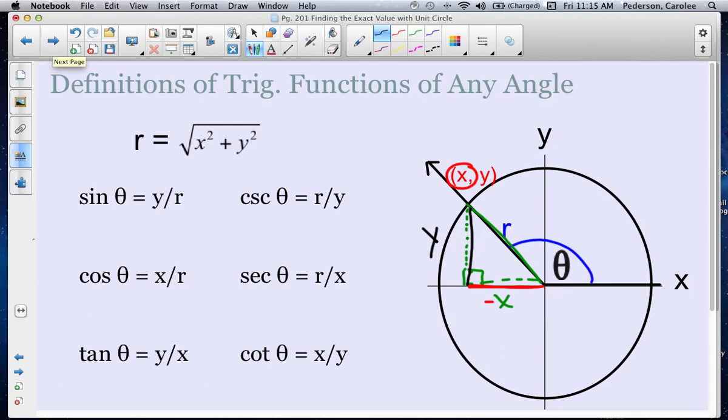And we taught you some trig functions. To find the sine of theta, it's y over r. So the cosine of theta is x over r. The tangent of theta is y over x. And then the next 3 are the reciprocal identities.